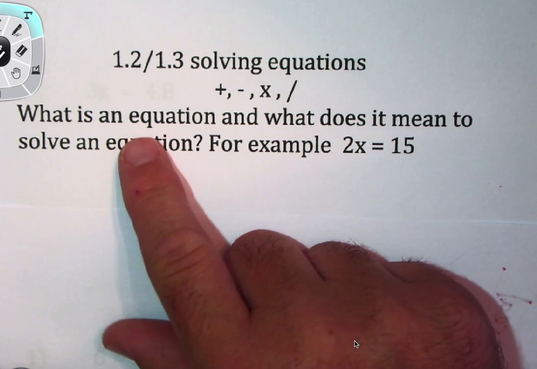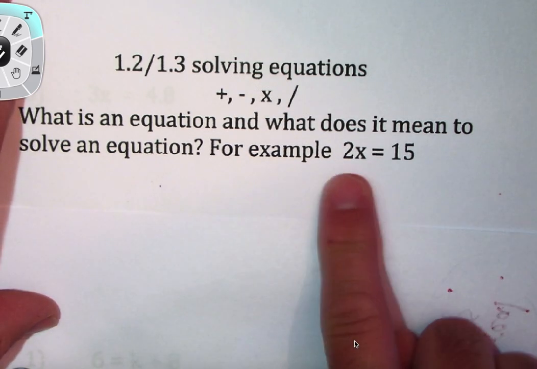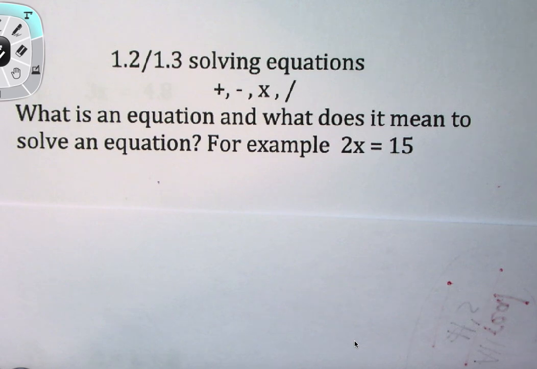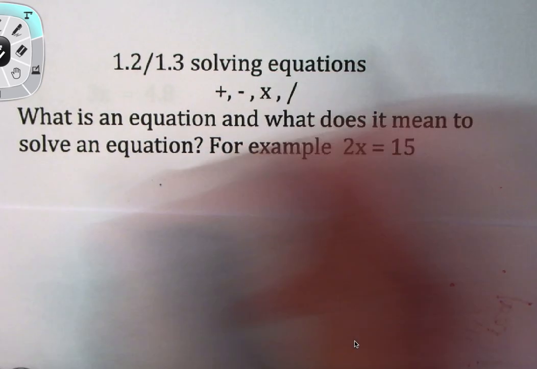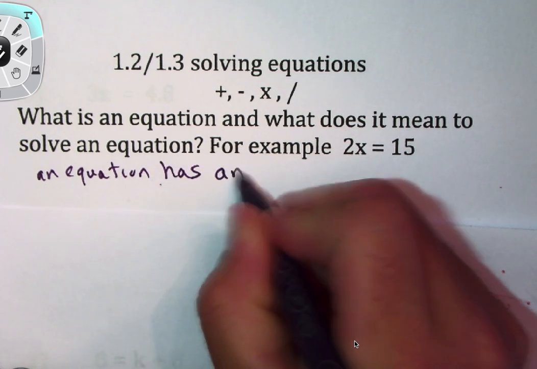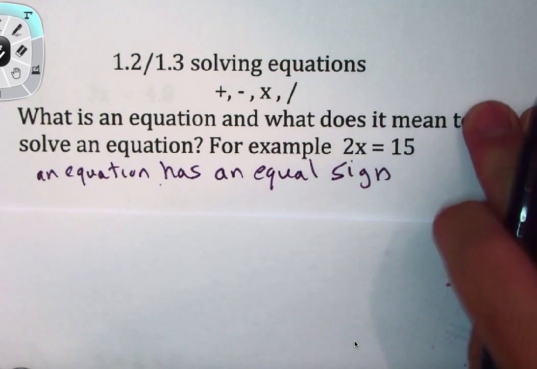Cool. You don't have to write this question down, but you might have it. The question is what is an equation? What is an equation? And what does it mean to solve an equation, right? And people say, for example, why is this an equation? Right? Why is 2x equals 15 an equation? And the simple thing is, an equation has an equal sign. That's it. Anything that has an equal sign, you can think of it as an equation.